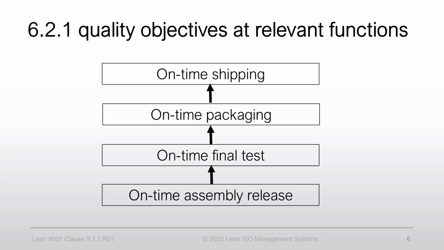Element 6.2.1 requires the organization to establish quality objectives at relevant functions. For example, if you establish an on-time shipping objective, the shipping department will depend on the packaging performance. The packaging will do well only if the final test is on time, and so on.